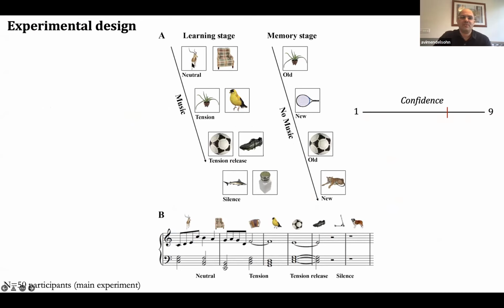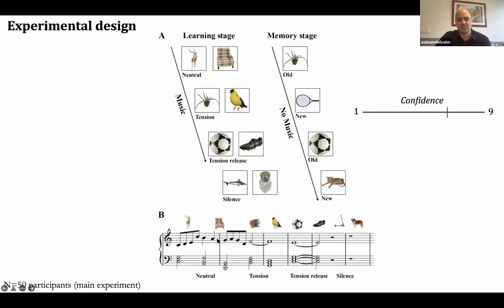What people did, the participants came to the lab and listened to the music while looking at a computer screen that presented images during the neutral musical elements, the tension-related musical elements, and the tension release, and also in silence between the music excerpts or pieces for a baseline. Then 24 hours later, they came back and did a recognition memory test for the images and rated their confidence.